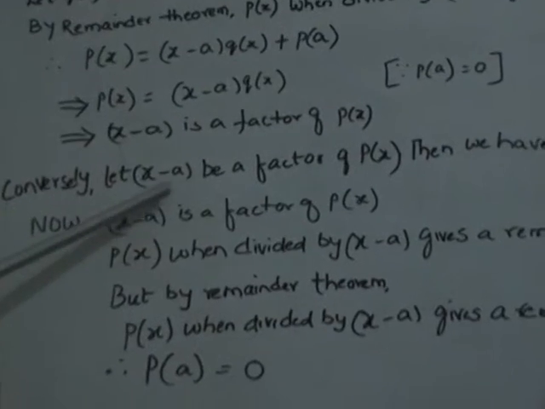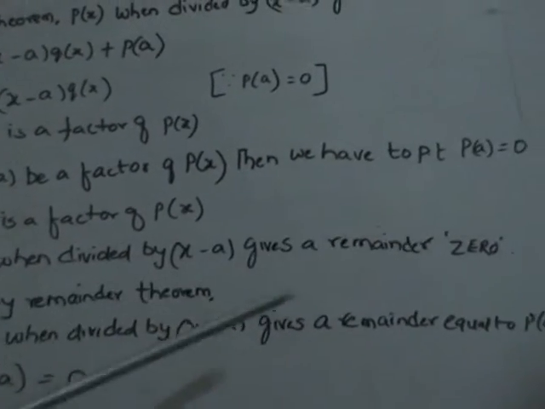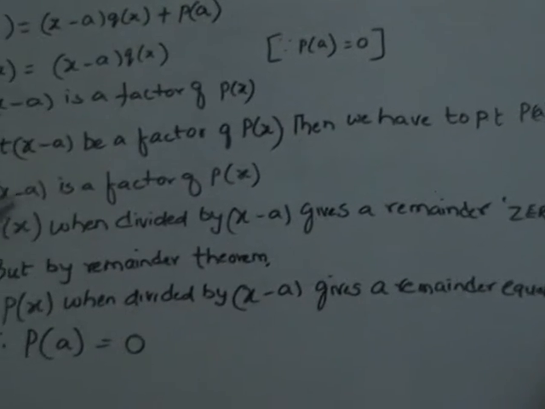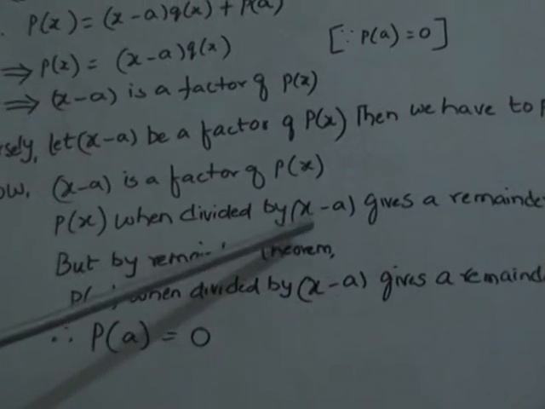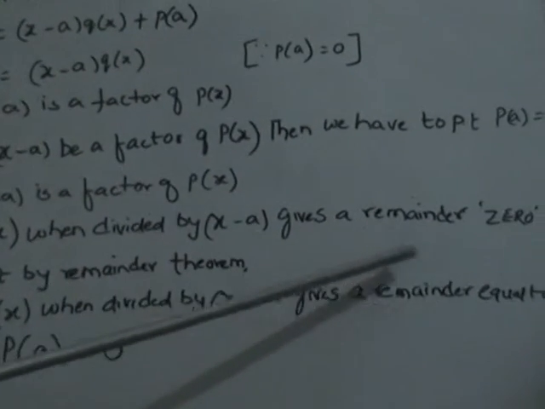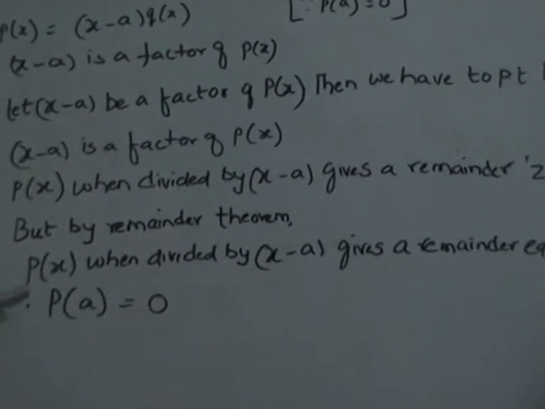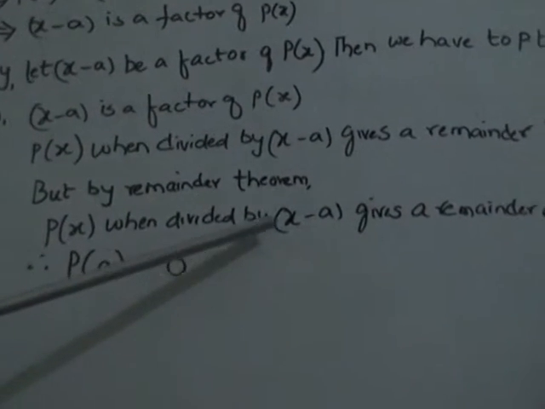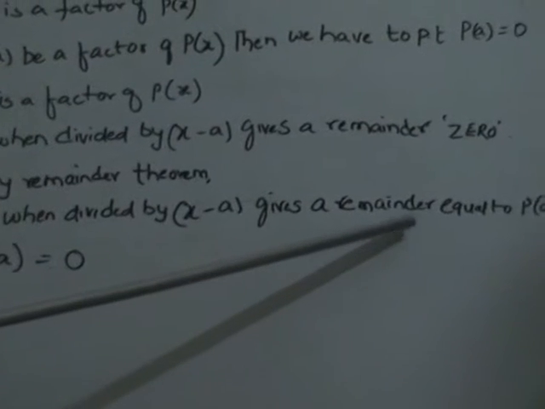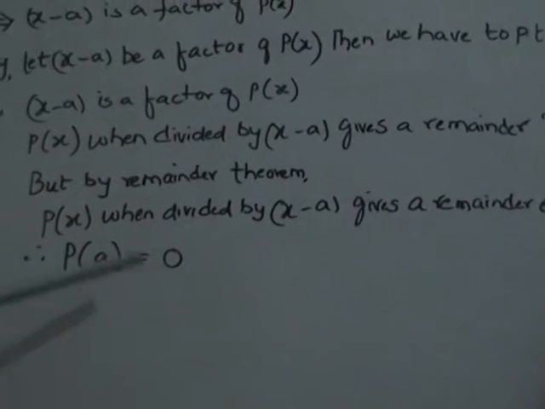Conversely, let x minus a be a factor of p of x, then we have to prove that p of a is equal to 0. Now, x minus a is a factor of p of x. We already proved that p of x when divided by x minus a gives a remainder 0. But by remainder theorem, p of x when divided by x minus a gives a remainder equal to p of a. Therefore, p of a is equal to 0.